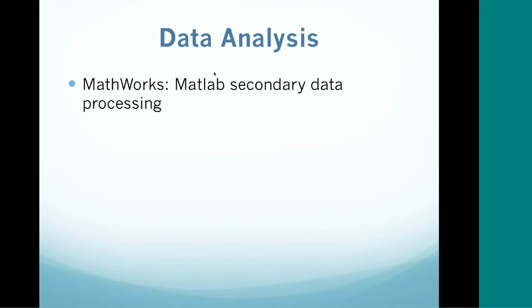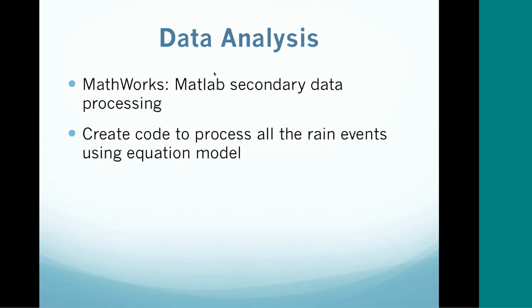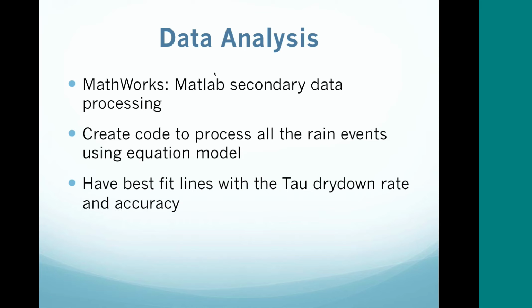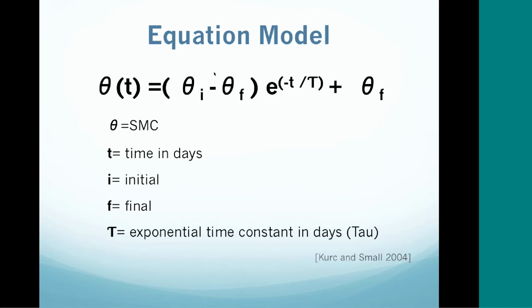So we took the data from that website, and we processed it in MATLAB using a code to process all the rain events using the equation model that I will be talking about in the next slide. The equation model was matched with the red lines that you saw in that other slide. And with that model, we were given tau, which I will also be explaining later, and it also gives us the accuracy.